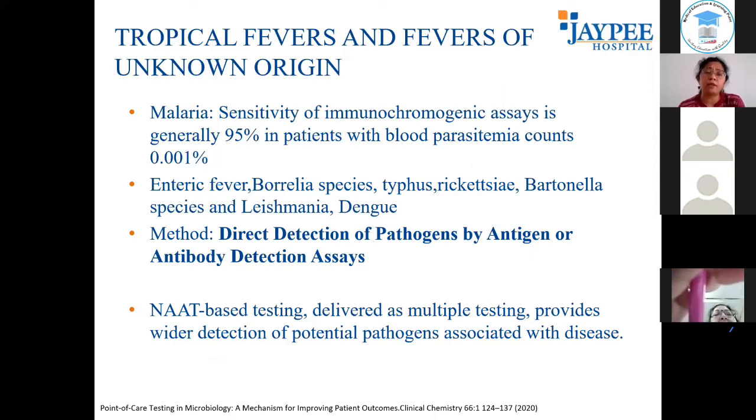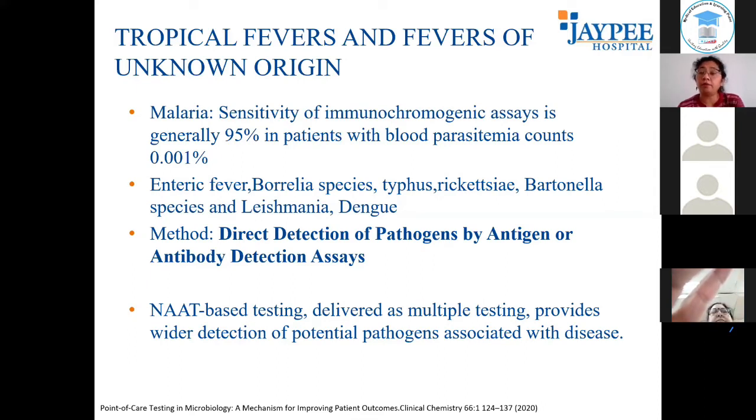We use malaria kits which are LDH based and HRP2 based, where they can differentiate between Plasmodium species and Plasmodium falciparum. Most of these are immunochromogenic, or gold coated based, and generally we have seen that they are able to detect parasitemia counts up to 0.001%, and they are good kits.